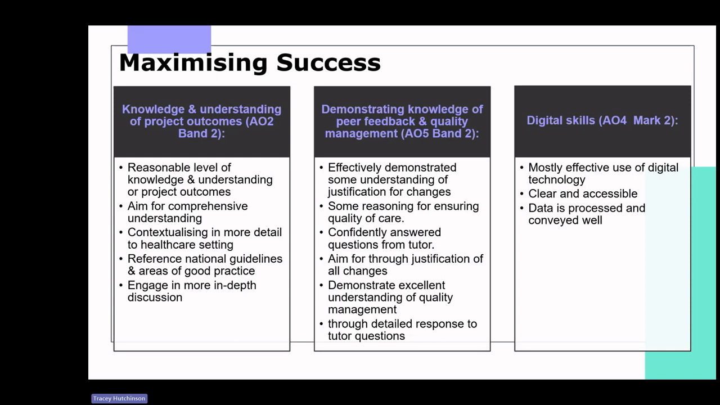So you use the Chief Examiner's commentary on the student's work and cross-reference that with the grading bands. In regards to knowledge and understanding of the project outcome, AO2, the student demonstrated a reasonable level of knowledge and understanding of the project outcome. There was some discussion with the tutor. To achieve a band higher than that evidenced of band 2, the student should aim for a comprehensive understanding of the project outcome by referencing national guidelines and areas of good practice in the context of a healthcare setting. Engaging in more in-depth discussions can contribute to this.